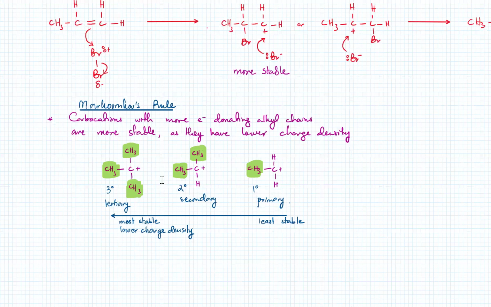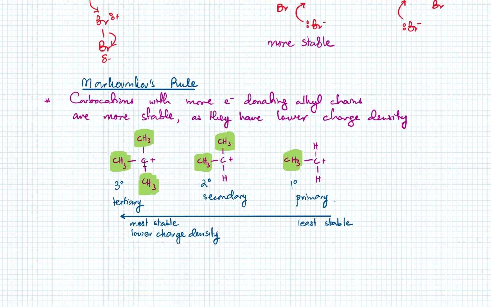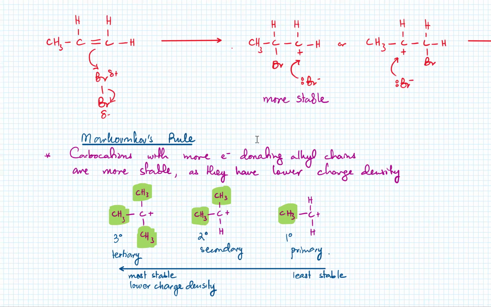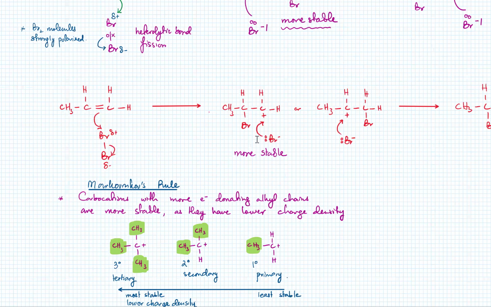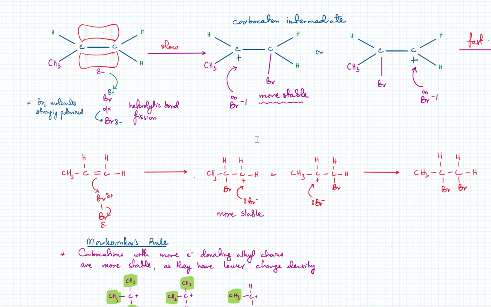I explained to you कि carbocations that have low charge density are more stable; carbocations that have high charge density are going to be less stable, ठीक है. So carbocations with more electron donating alkyl chains are more stable as they have lower charge density. तो उसमें there was a major and minor product, ठीक है, we did that as well.